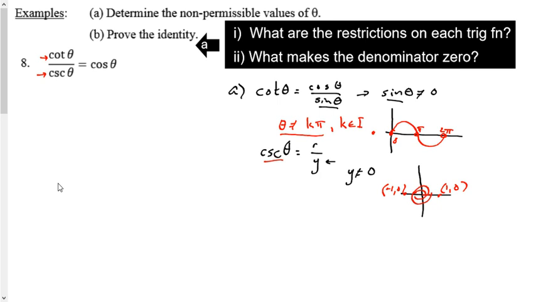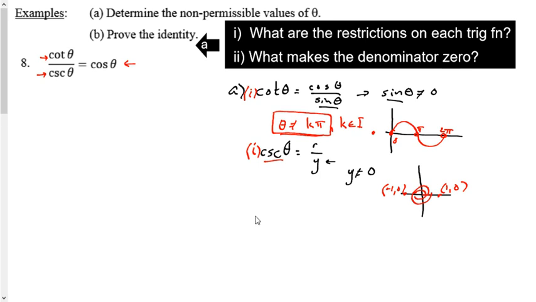That good? All right. So I also look at the cosine of theta, but I know the cosine of theta has a domain of all real numbers, which means it doesn't have any restrictions. So all the restrictions I get are going to be from this part here. So this is looking at that first question: what are the restrictions on each trig function?